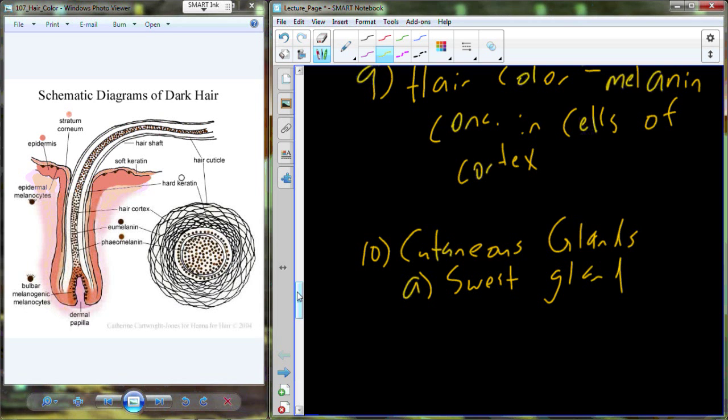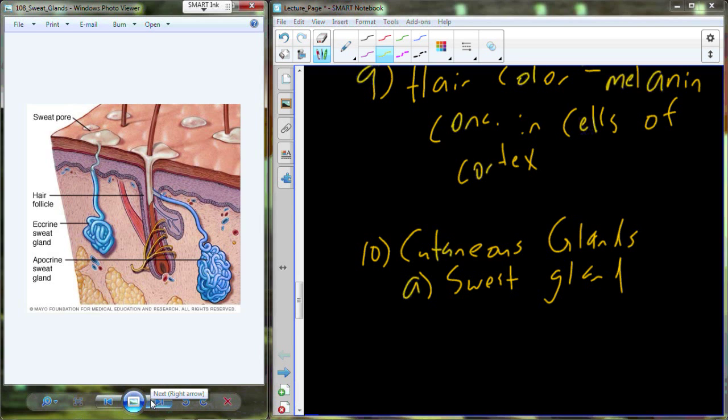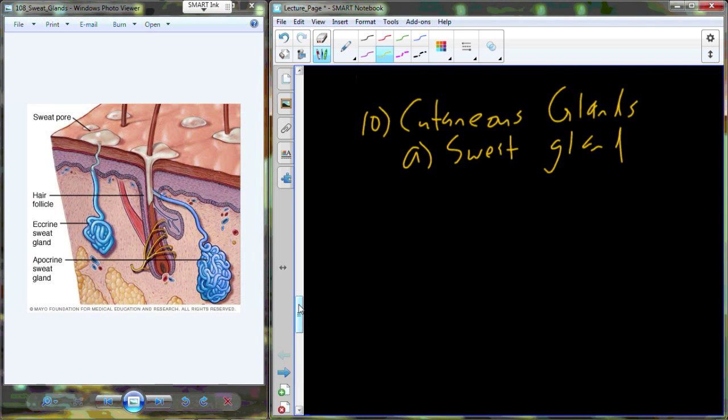All right, let's talk about cutaneous glands. Sweat glands are one of the most common cutaneous glands that show up in the integumentary system. This is a great picture because it actually shows the sweat that's being produced. Sweat glands come in a couple different types, and really it's based off of how the material is going to be produced and delivered that differentiates the different types of sweat glands. I'm going to want you to know about two different types of sweat glands.